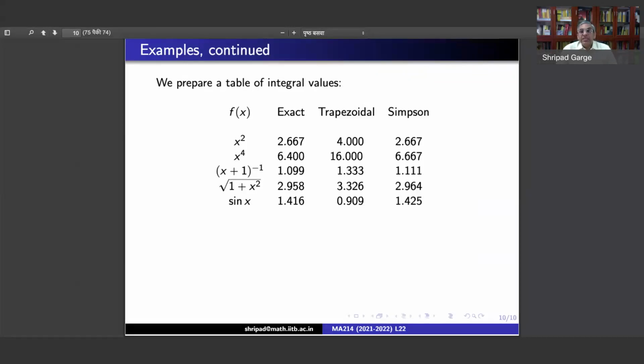For sin x, the Simpson's answer is once again very close to the mark. 1.416 is the exact answer. 1.425 is Simpson's answer, and the trapezoidal rule gives you 0.909. Whenever your function gives more curvy graphs, the trapezoidal rule is not going to give you the correct answer. If you happen to be lucky and the curvy graph is symmetric and so on, so the extra area that you get above the trapezoidal top line is equal to the area that is below, and so on. If you are lucky in those situations, then the answer may be very close.